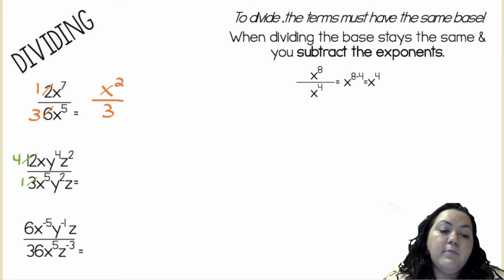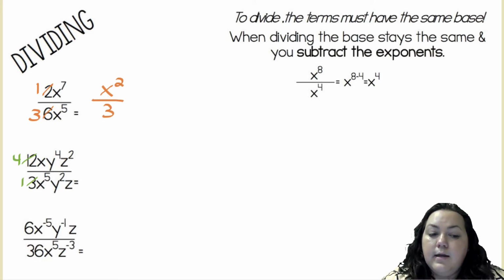In the next one, I can simplify 12 and 3. 3 goes into 3 one time, 3 goes into 12 4 times. And then I have x to the first over x to the fifth, so I'm going to subtract. So I have 4, and then I have x to the negative 4, and then I have y to the fourth over y to the second. 4 minus 2 would give me y to the second, and z to the second over z to the first. 2 minus 1 would give me 1, z to the first.